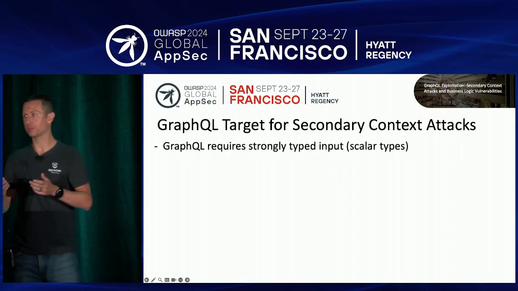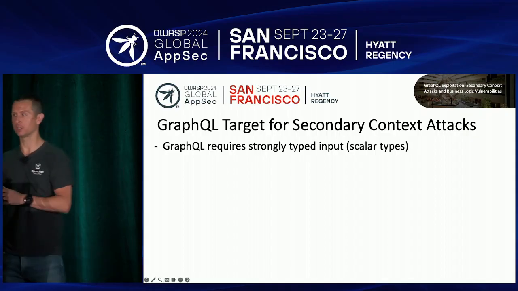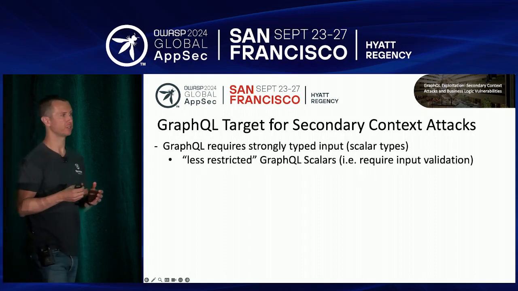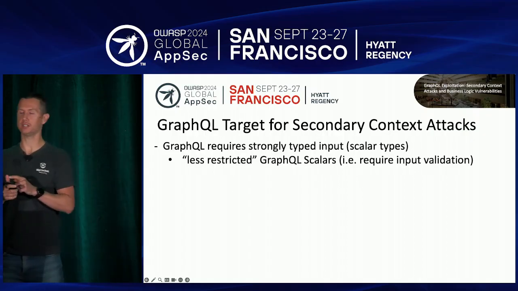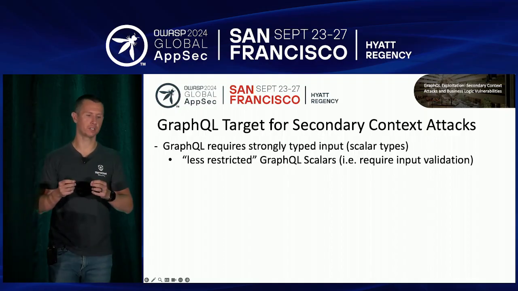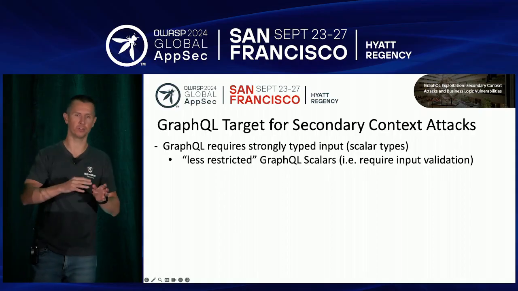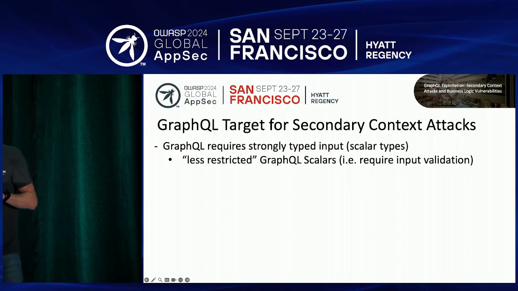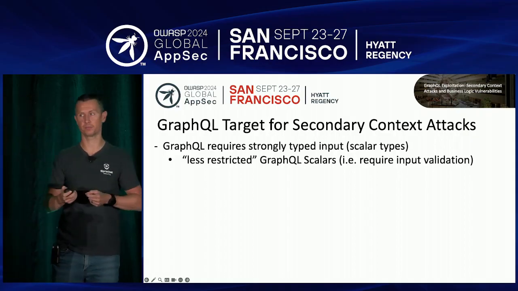If you've done a lot of GraphQL, one thing that might come to mind is that GraphQL requires strongly typed input, right? They call them scalar types. There are 5 default scalar types: integer, float, Boolean, string, and ID. I would make the argument, and the documentation makes it as well, that there are less restricted GraphQL scalars. Those are the defaults, and you can add on to them, but of the defaults, string and ID both require input validation. Out of the box, they're not going to be type safe.